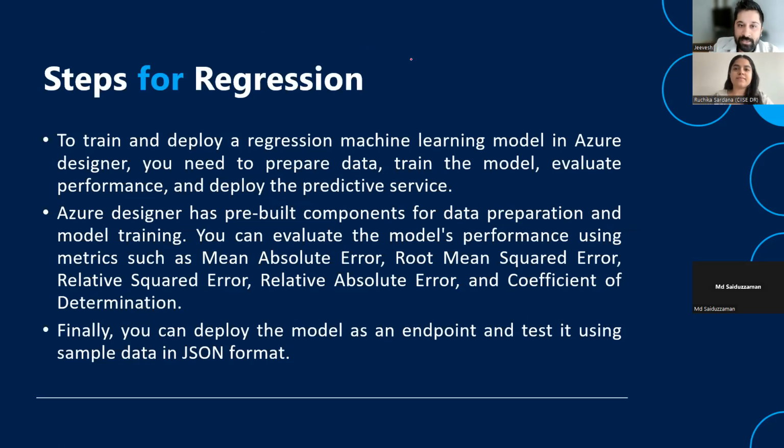So the next thing is, what are the steps that are required in regression? To train and deploy a regression machine learning model in Azure Designer, you need to prepare the data, train the model, evaluate the performance, and deploy the predictive service. So this is the service that we'll be using. But other than that, what you need to do is get your data set, train the model, and evaluate the performance. This is something similar to what we'll be doing for the custom vision practical that we have basically.